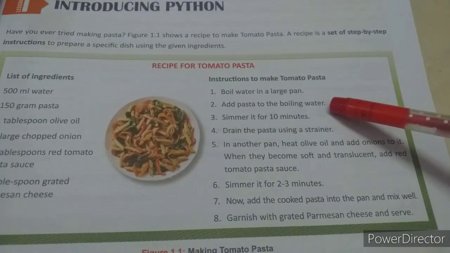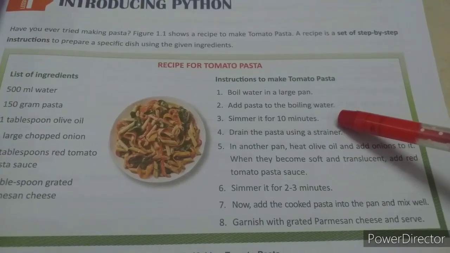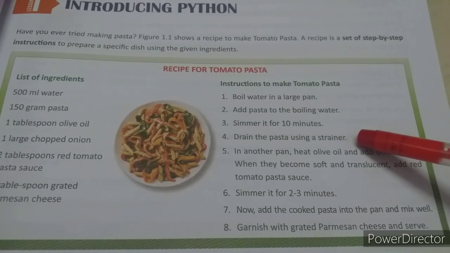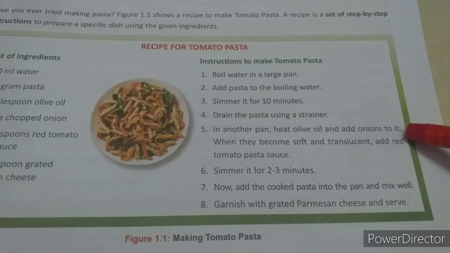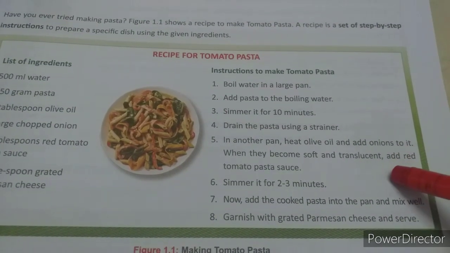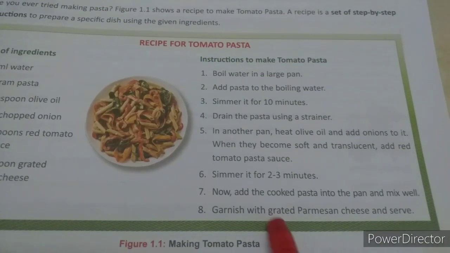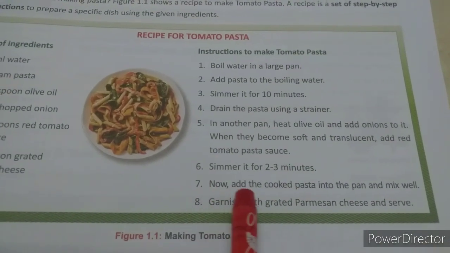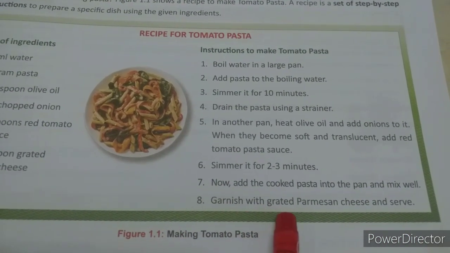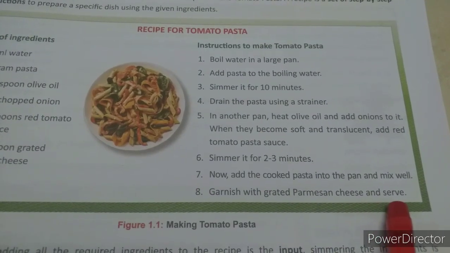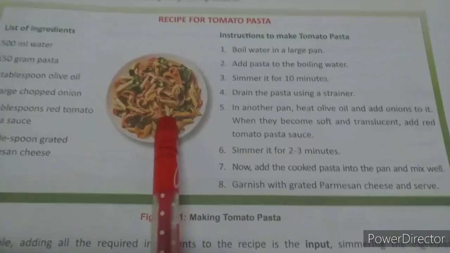Boil water in a large pan, add pasta to the boiling water, simmer it for 10 minutes, drain the pasta using a strainer. In another pan, heat olive oil and add onions to it. When they become soft and translucent, add tomato pasta sauce. Simmer it for 2 to 3 minutes. Now add the cooked pasta into the pan and mix well. Garnish with grated parmesan cheese and serve it. So this is a process and the final output is this one.